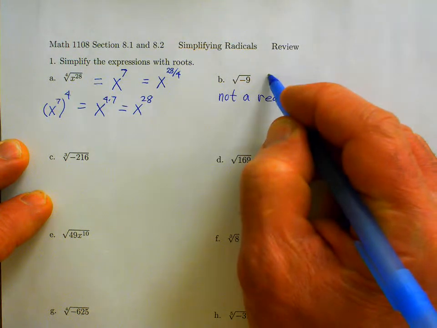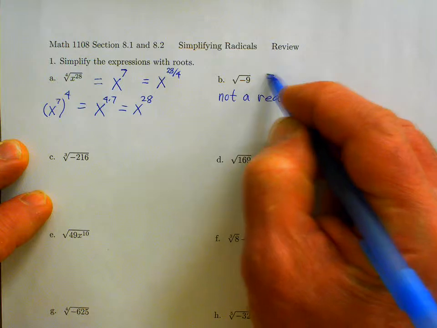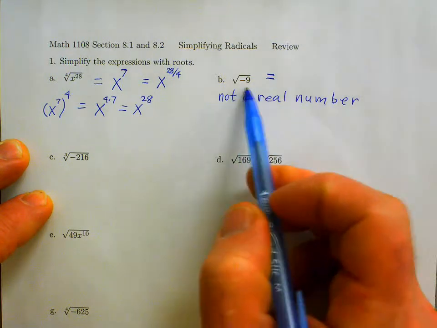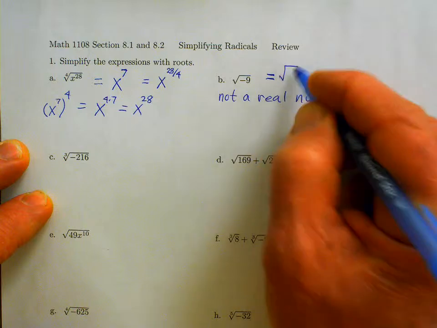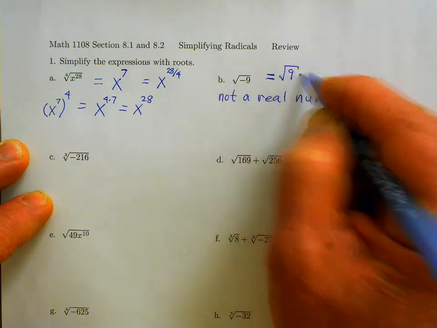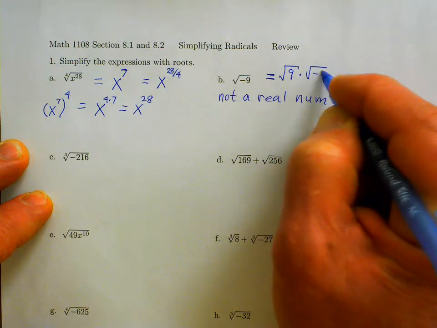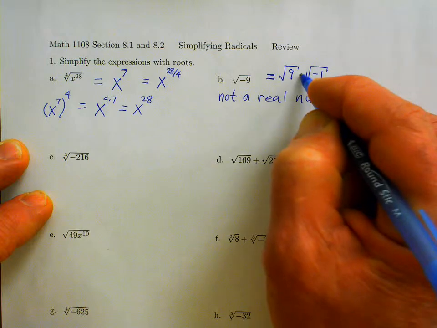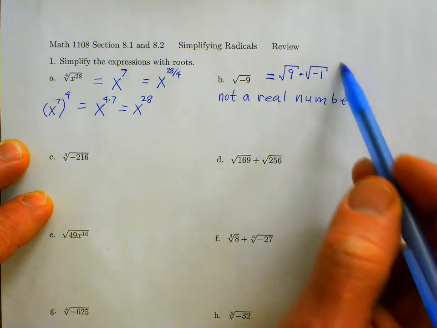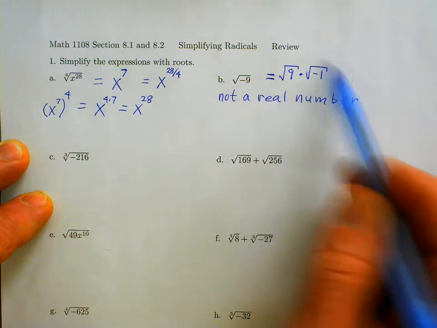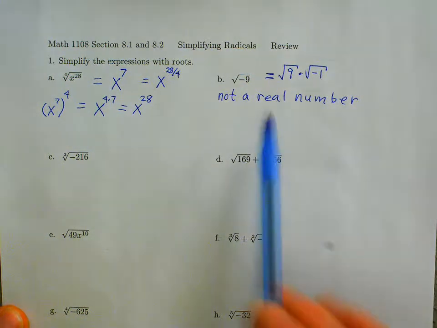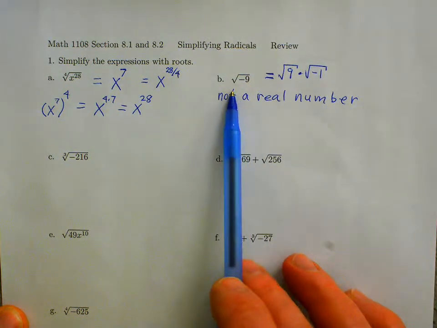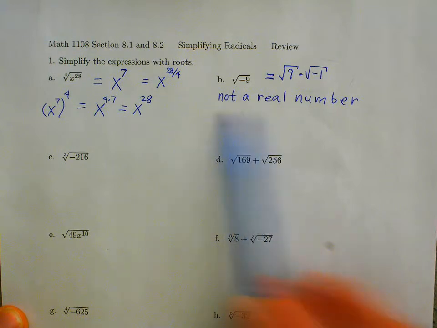But we might as well take it one step further. The square root of -9 is the square root of 9 times the square root of -1. And in a few days, we'll learn more about the square root of -1. But for now, just note that the square root of -9 is not a real number.